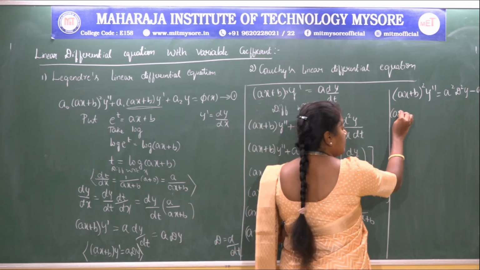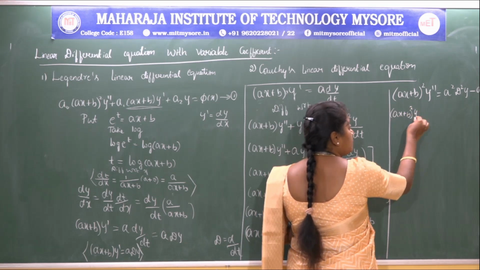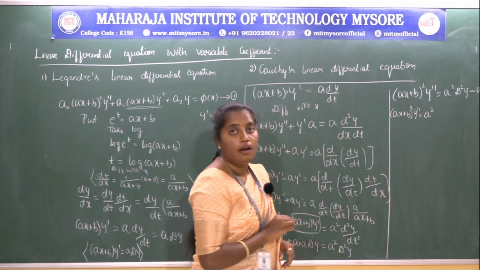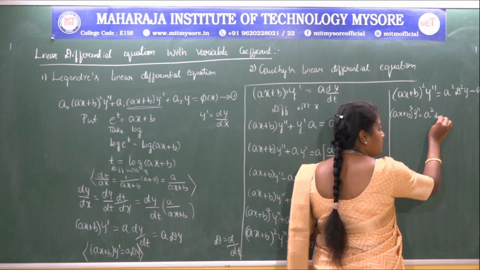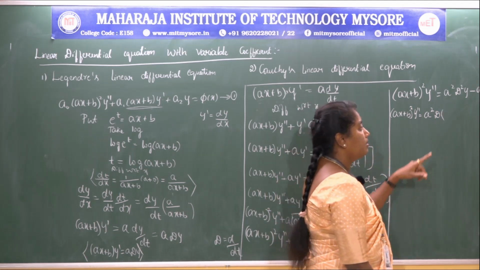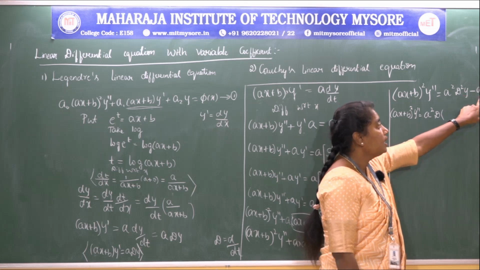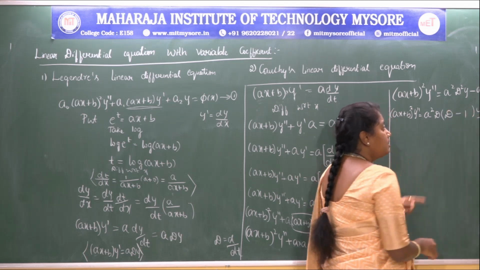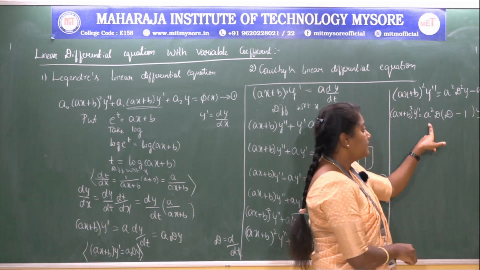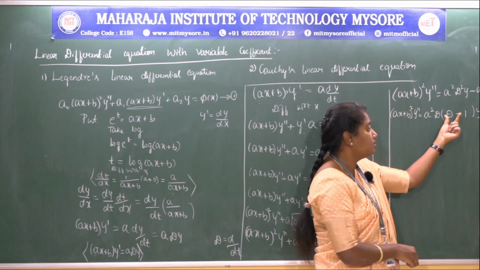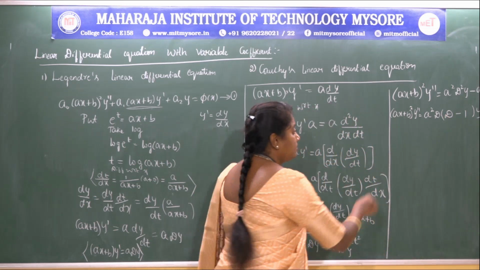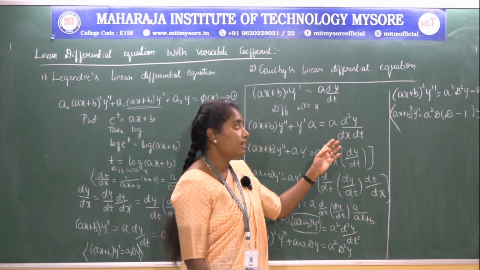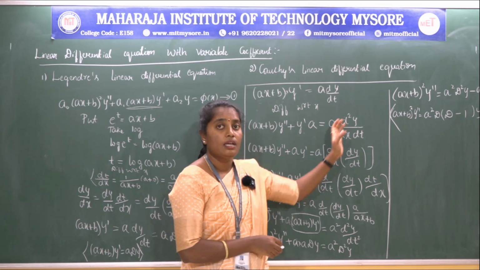Again simplifying this, (ax plus b) whole square into y double dash, here a square is the common term, and D is also the common term. On taking D as a common element, we get the remaining term as Dy minus y. We can take y also as the common term, the resultant term is D minus 1. So a square into D into y is the common term, and the remaining element is D minus 1.